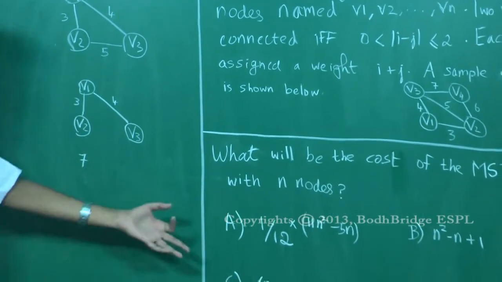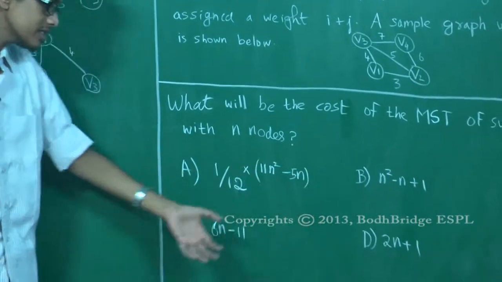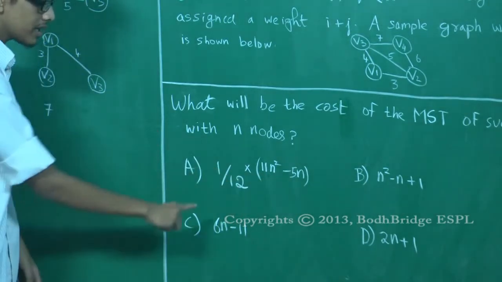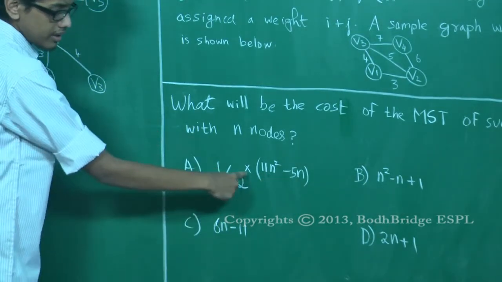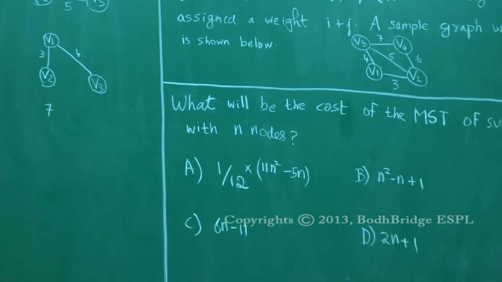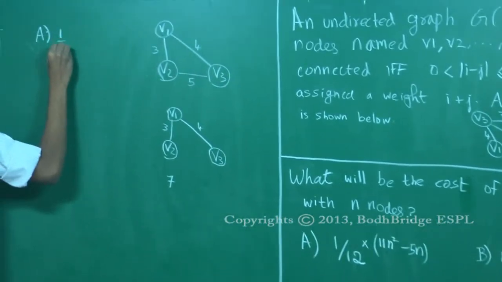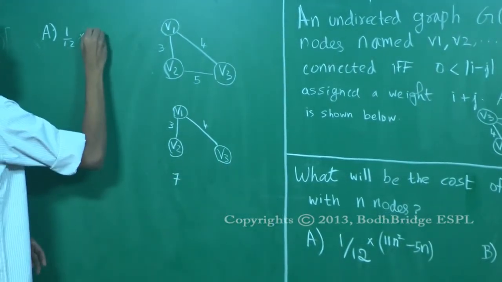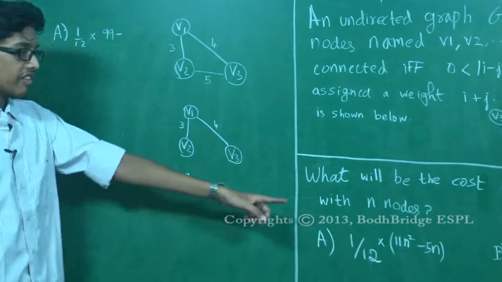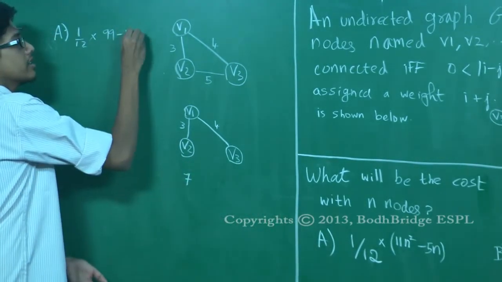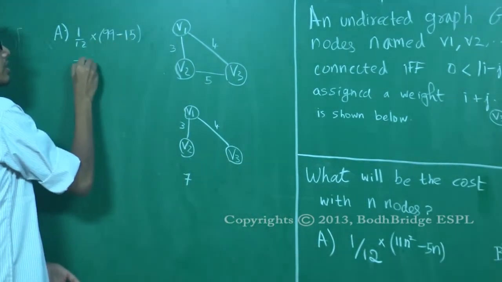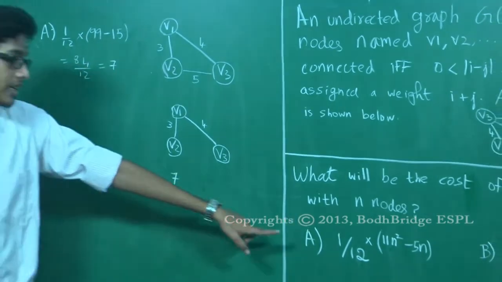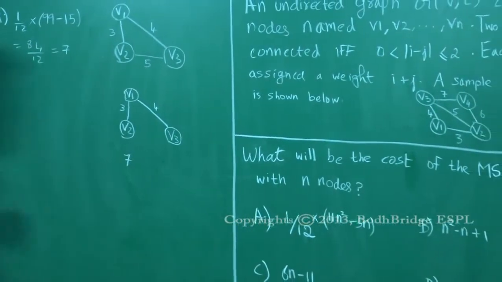So we have to check if these 4 equations satisfy this. You put n equal to 3 here. Option A is 1 by 12 into 11 into 3 squared, which is 99, minus 5n, which is 15, 5 into 3. So this becomes 84 by 12, which is 7. So option A satisfies for this.